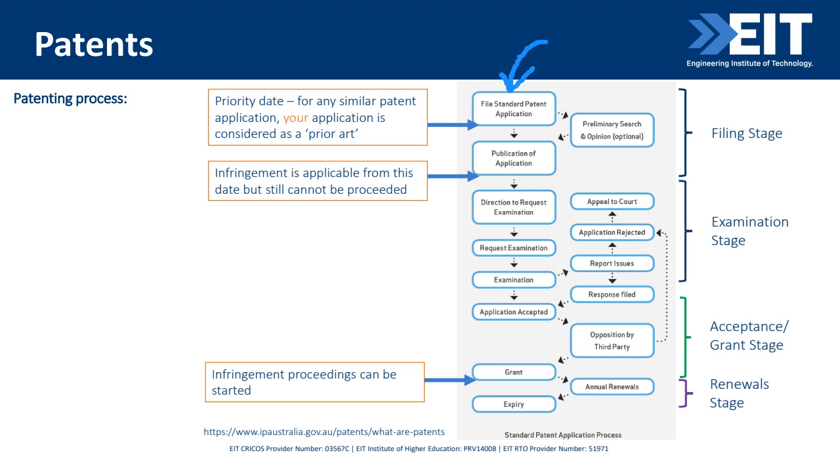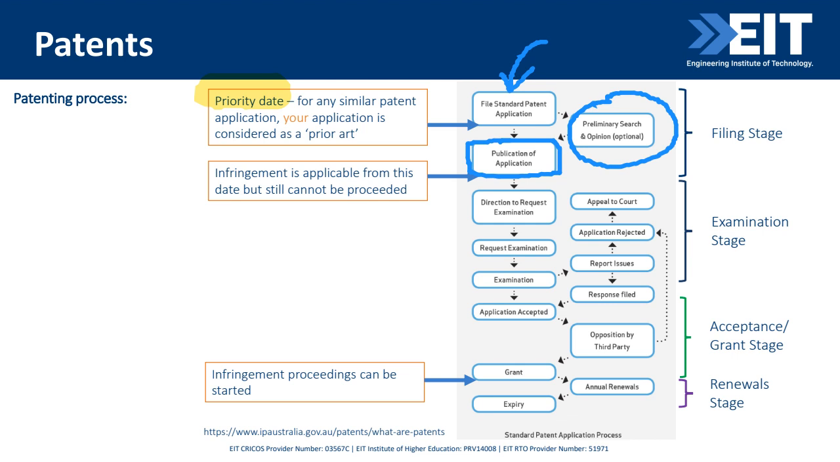We'll come back to priority date a little bit later, but this is an important milestone in patents. Priority date is established on the day when you submit your patent application, along with specifications and claims. Once you submit, your application will be published soon. While you are submitting this, you can carry out some preliminary search and get some expert opinion, but then the patent office will publish your application.